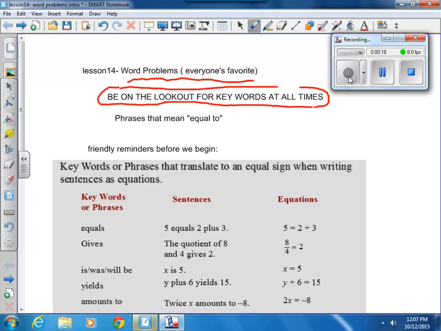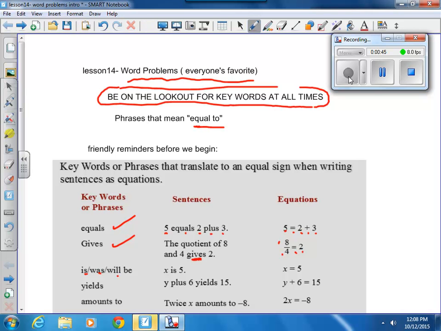So let's start off with phrases that mean equals. Look out for words like equals. 5 equals 2 plus 3, and you would translate that as 5 equals 2 plus 3. So think about how you translate gives. The quotient of 8 and 4 gives 2. See, quotient means divide, so 8 divided by 4 gives 2.